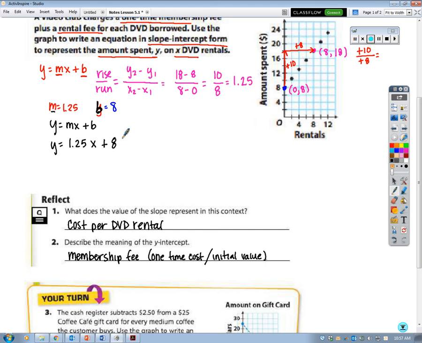So that means if we look at this equation here, if I'm going to rent a DVD, it's going to cost me $8 for a membership fee one time, and then $1.25 per every DVD. And so that's what gives me my total cost, right? Say I'm renting 4 DVDs, 8 plus 1.25 times 4 DVD rentals would give me my total cost. So that's what we're doing here, pulling those equations from graphs.